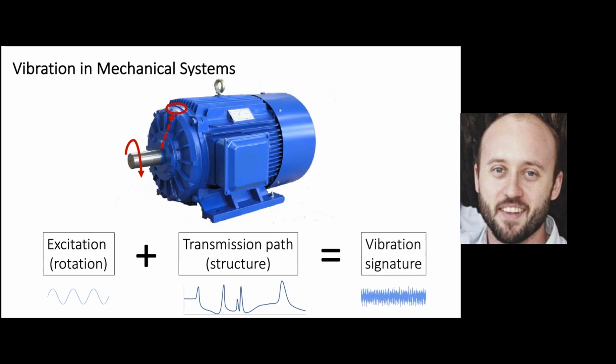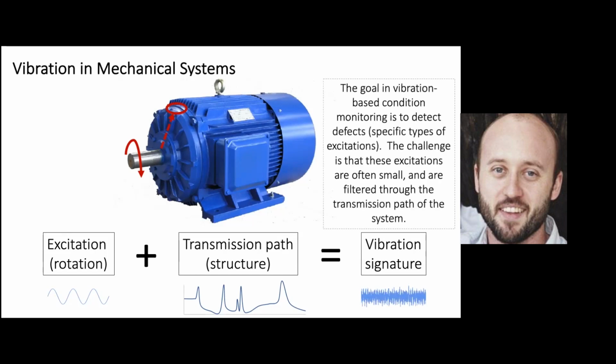So if we put a vibration sensor on there, what we would find is that we get a very complex vibration signature that is the excitation and the transmission path itself. So the goal in vibration-based condition monitoring is basically to find out what that excitation is. So our vibration signal has a lot of extra noise in it, a lot of extra vibration in it. But what we're trying to find is if we have, say, a shaft that's bent or a bearing that's going bad, it's going to cause a very specific excitation.